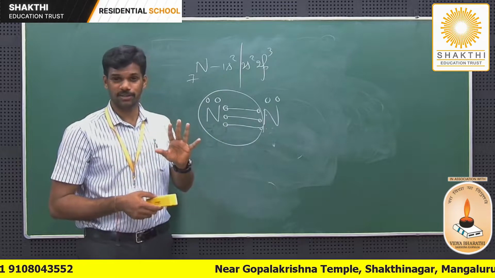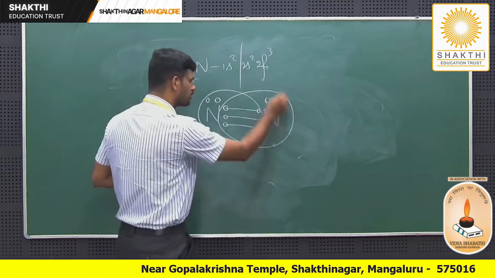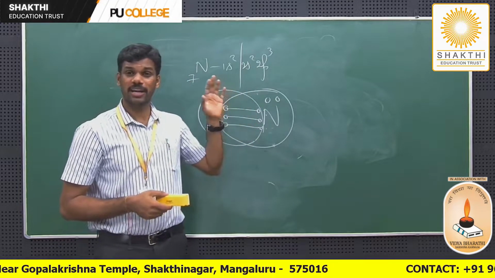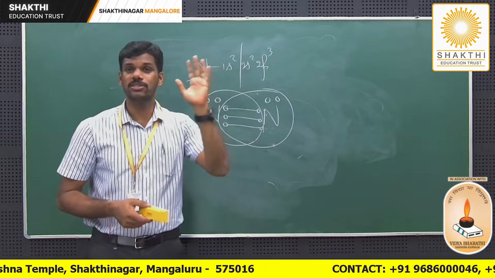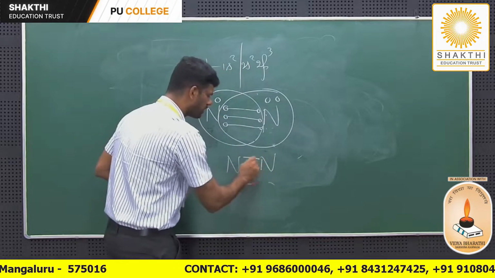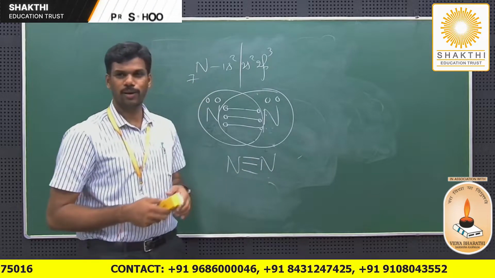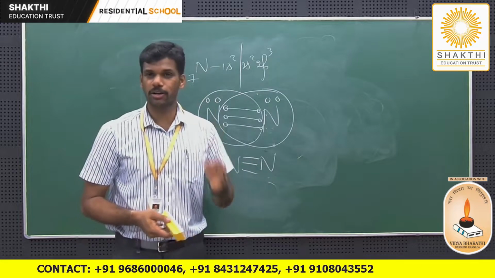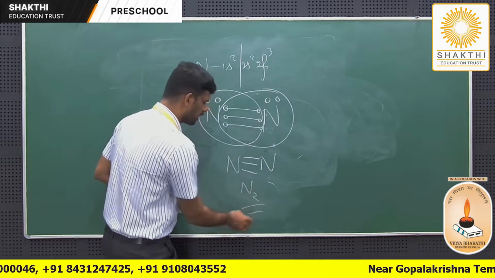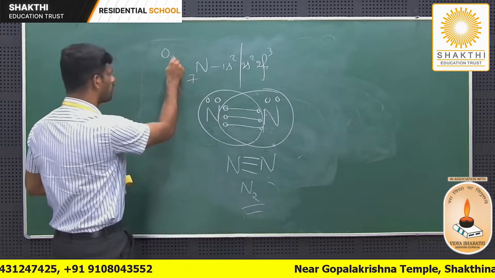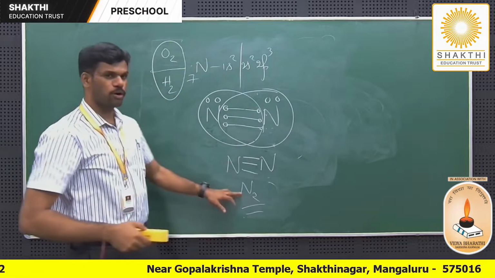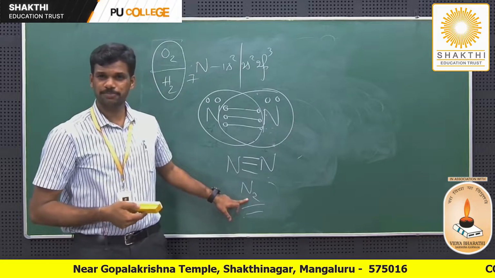Octet rule is satisfied. The other nitrogen atom is also thinking the same. It is also happy because it feels that it has got 8 electrons. Octet rule is satisfied. Can I say 2 nitrogen atoms form triple bonds? All the 3 are covalent bonds. And we say a nitrogen molecule is formed. As you formed the oxygen molecule and hydrogen molecule, you are going to form the molecule of nitrogen here.